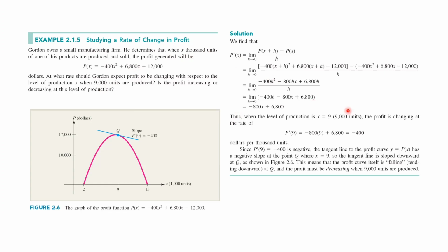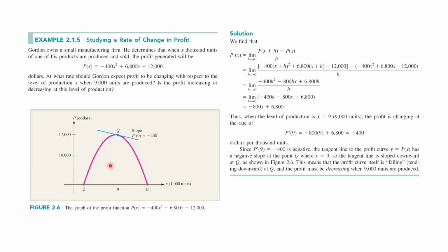So when the level of production is going to be 9,000 units, and since x is in 1,000 units, we're going to use x equals 9. So substituting the value x equals 9, we have P prime equals -400. So that means that the profit is decreasing when x is equal to 9, where the level of production is 9,000 units.